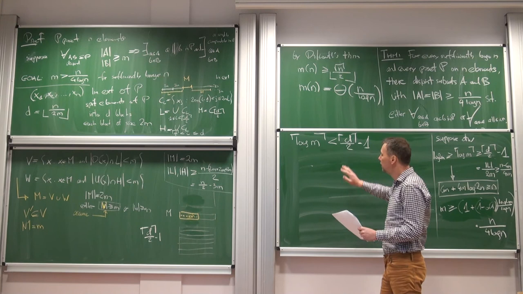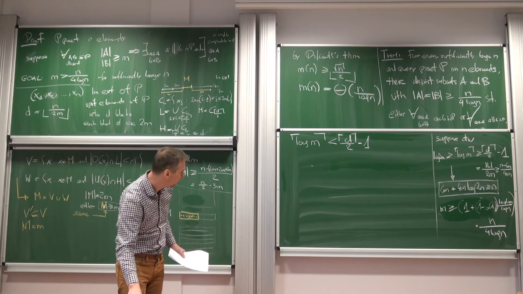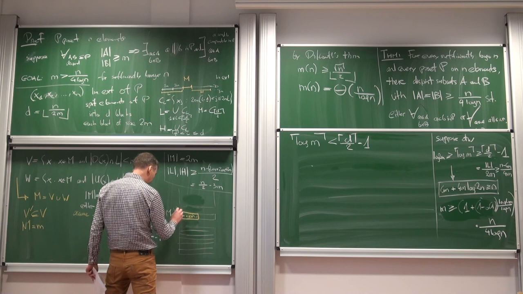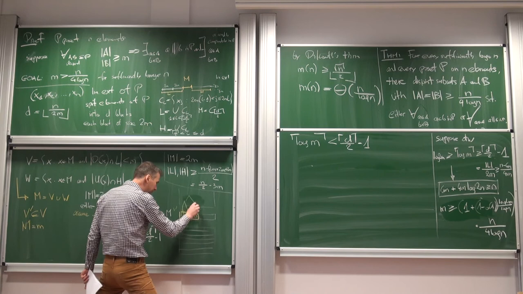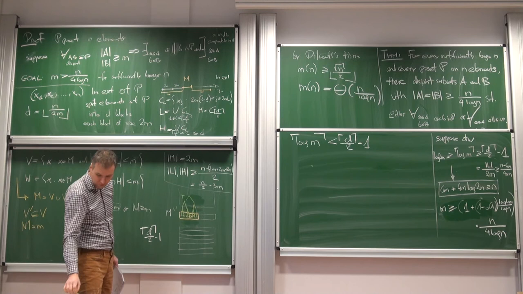So let's get back to this. What we are doing now is building a tree on elements of V prime. This set here, the yellow set, was V prime. And now we are building a tree. It's not in our poset, it's a metastructure on top of it. So let's call this tree T. And the leaves of this tree are elements of V prime.